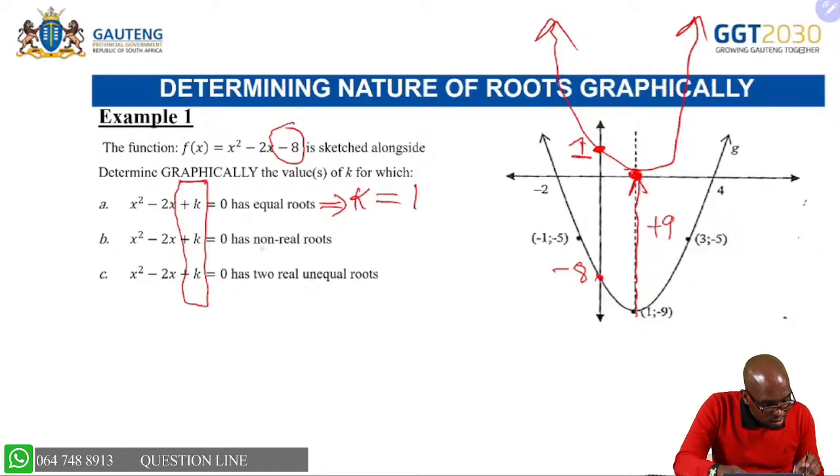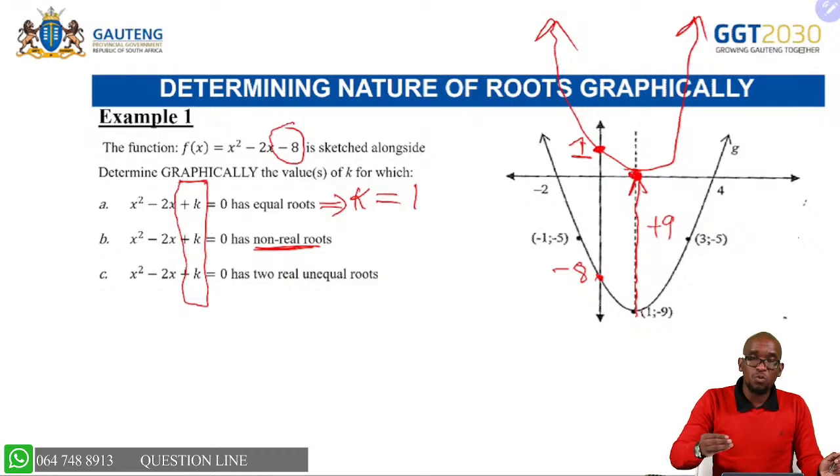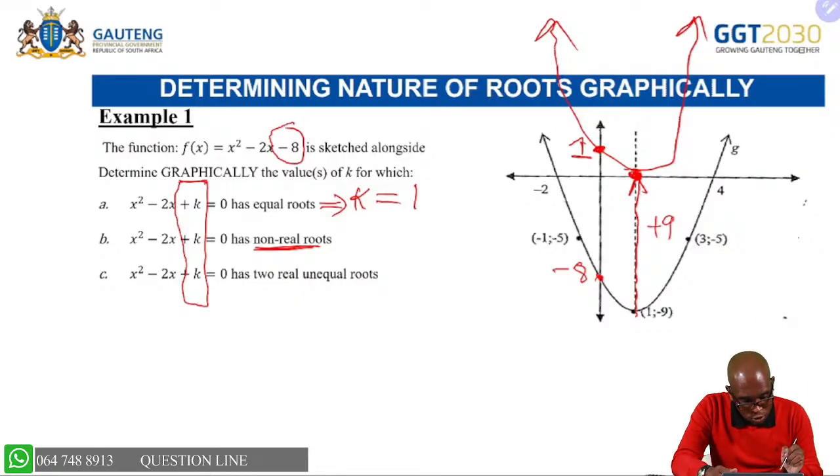And then the second one says where it has non-real roots. We are looking at it now where it has non-real roots. So now what we're going to do is move the graph such that it does not touch the x-axis. Non-real means it does not touch the x-axis. So what should we do with the graph? We should move the turning point of the graph just a bit up.